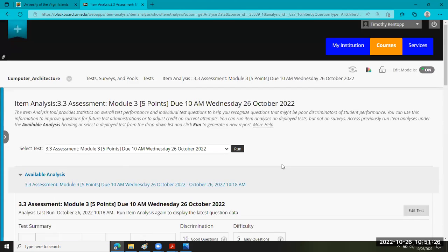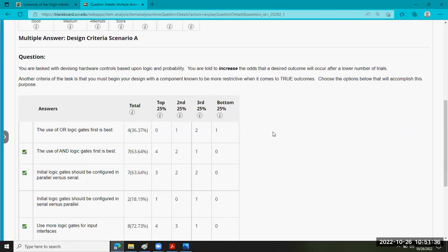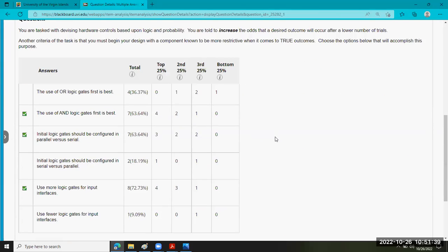All right, I'm going to handle the last two very quickly because we are running a little over and I want to be finished in time. Design scenario A has to do with the casino example. You are tasked with devising hardware controls based upon logic and probability. You are told to increase the odds that a desired outcome will occur after a low number of trials. That's the left example of the casino, the left side in the reference provided.